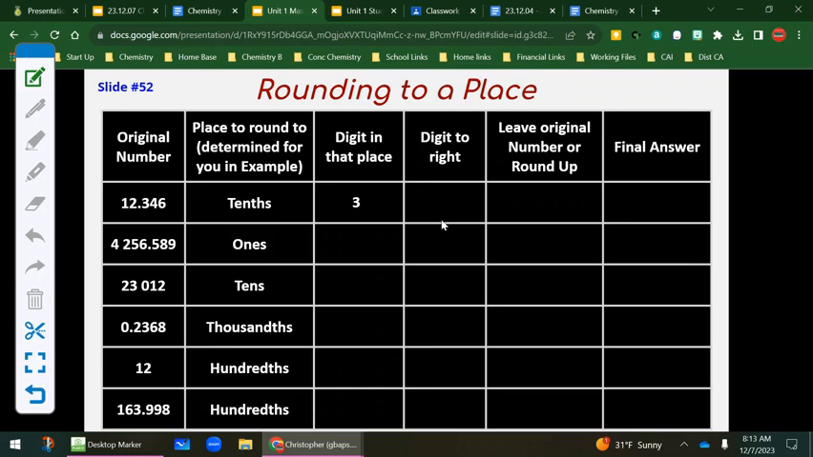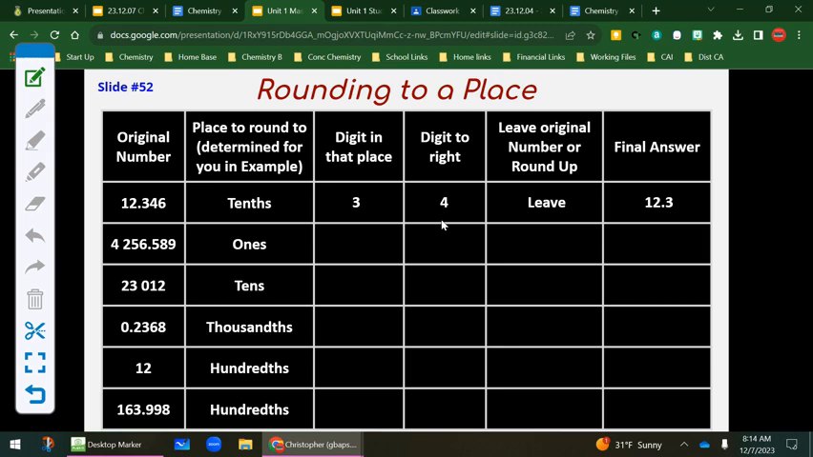Now, what is the digit to the right of that? A 4. So, since this is a 4, are we going to leave our number or are we going to round up? We're going to leave it. So what would our final answer be? 12.3. Easy peasy, right? Hardest part, figuring out what place we're talking about.